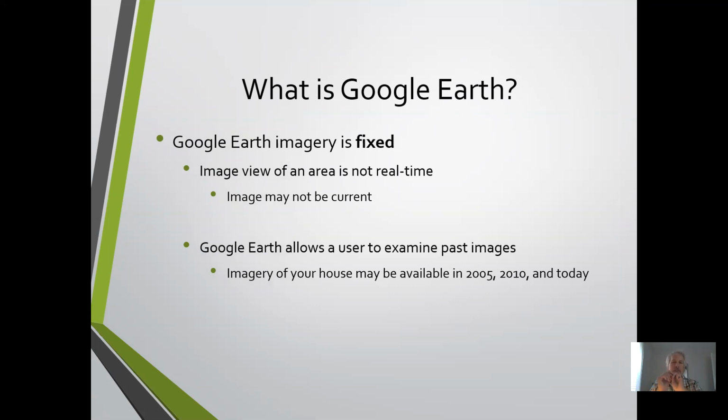That's the one thing to understand, and it's definitely not current. It does allow you to, and a lot of people don't know this, you can actually use past images. So for instance, imagery of a house may be available in different years. The other house I used to live at was a newer house, and when I did Google Earth initially, the house was basically just a foundation, but you could go back and look at the foundation, then look at it under roof, so it was kind of interesting to be able to do that.